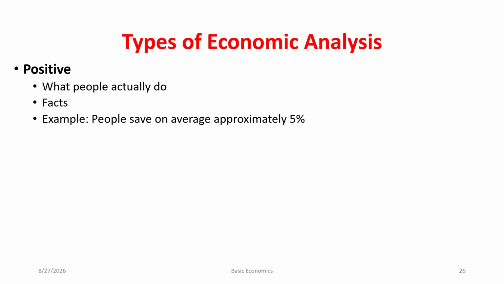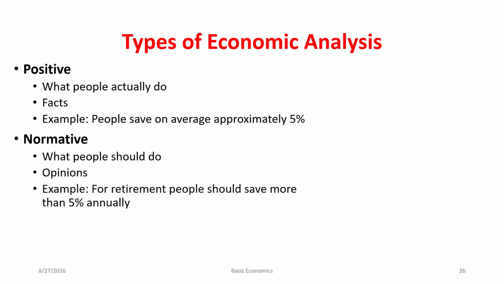Well, maybe we have a model that says, if you want to retire at 65, you should actually be saving more than 5%. What we'll call those are normative statements. They're just opinions, because saying that you should save more than 5%, that's assuming you want to retire at 65. Maybe you don't want to. So these normative statements are opinions, right? They're not what people are actually doing. They're usually just suggestions or my opinion of what they should be doing. Positive statements are rooted in statistics or facts of what people are actually currently doing.